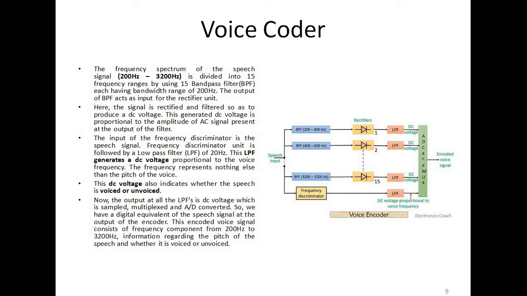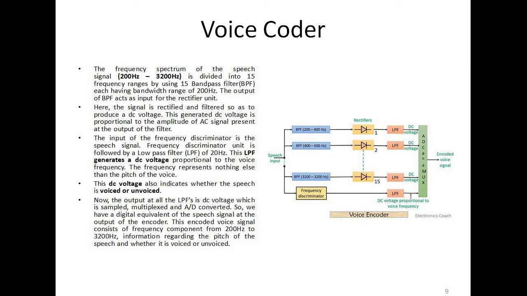The input of the frequency discriminator is a speech signal. The frequency discriminator unit is followed by a low pass filter of 20 Hz. This low pass filter generates a DC voltage proportional to the voice frequency. The frequency represents nothing else than the pitch of the voice. This DC voltage also indicates whether the speech signal is voiced or unvoiced.